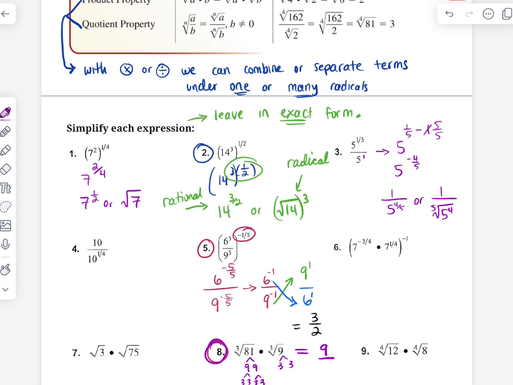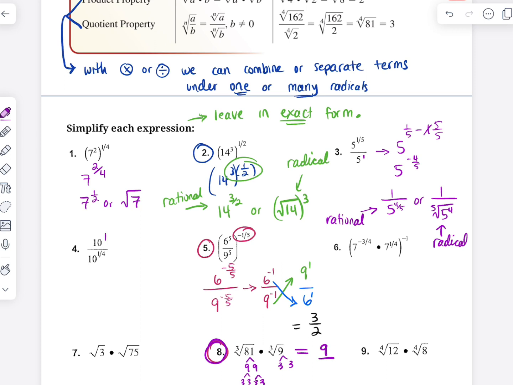And again, this is the situation where, are we asked for a radical? Totally rad, man. Or a rational exponent. So just keep in mind, depending on the directions, that will give you a hint as to when you are quote-unquote done with this problem.